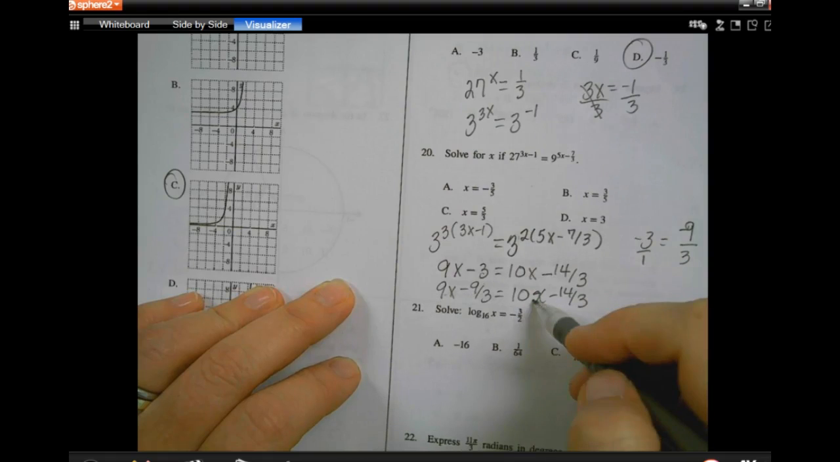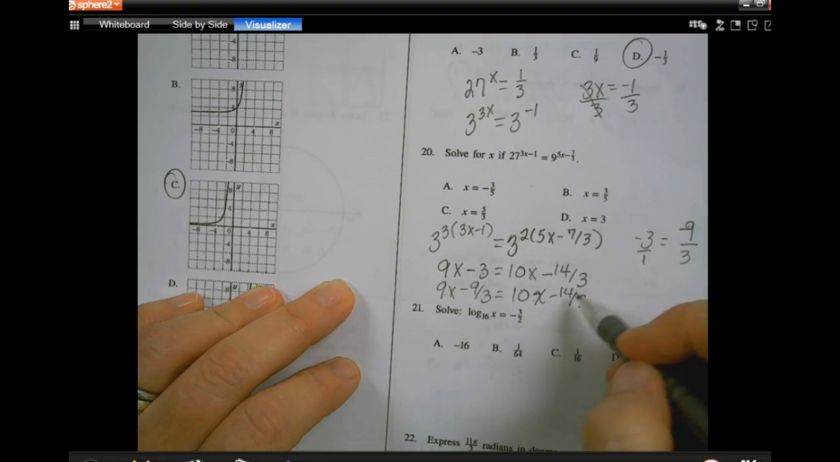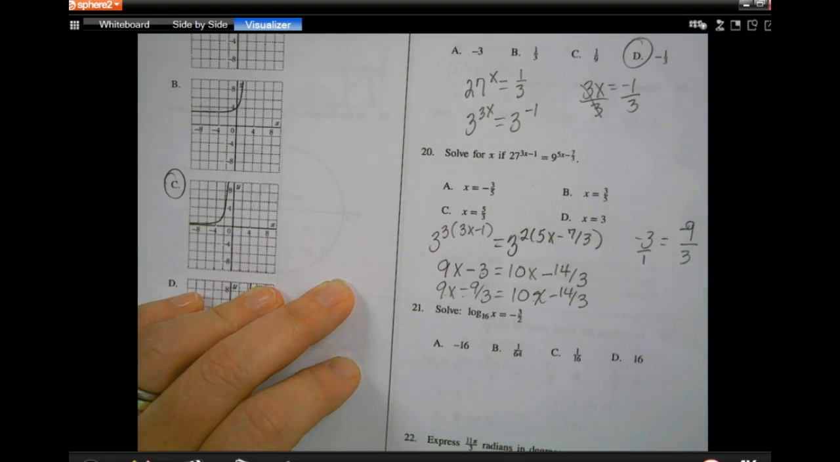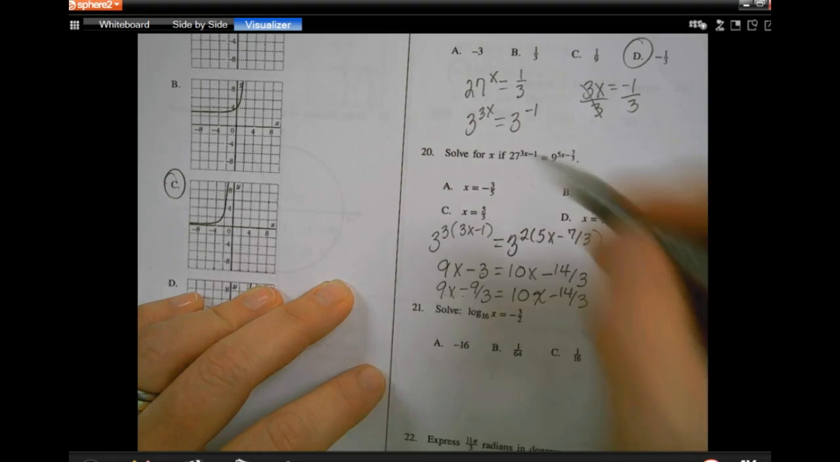So when you subtract the 9x, you get 1x on this side. When you add the 14 thirds, you end up with what? 5 thirds. Is it positive or negative? Positive, so it's C.